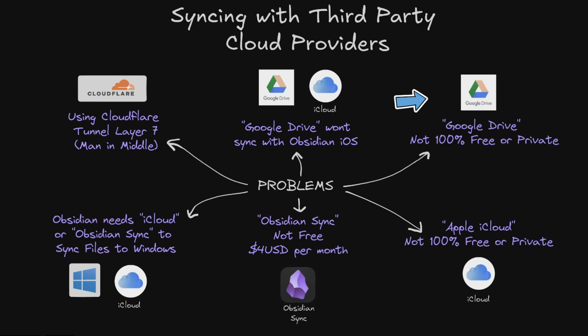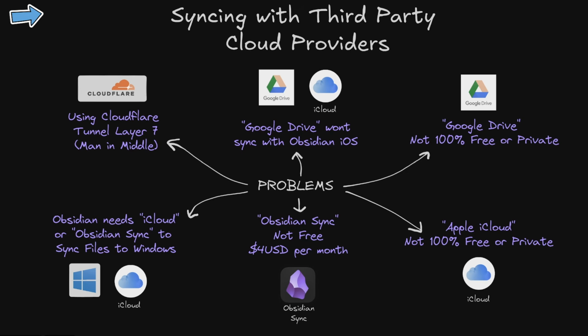Google Drive is not 100% free or private. Apple iCloud is not 100% free or private. Obsidian Sync is not free, it's $4 per month. Obsidian needs iCloud or Obsidian Sync to sync files to Windows from iOS devices.